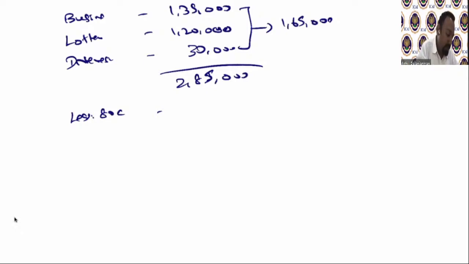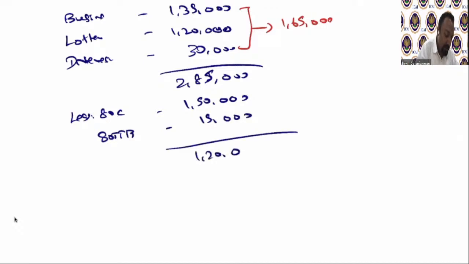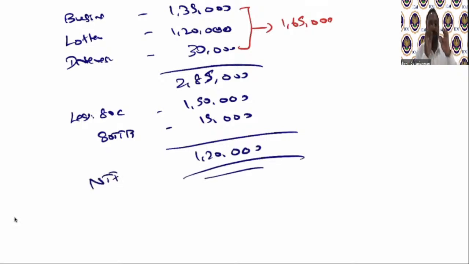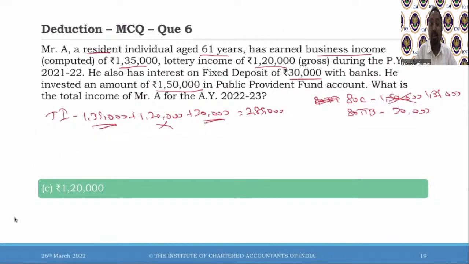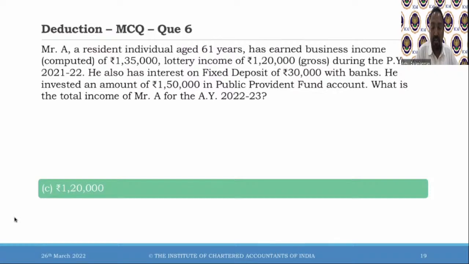Whatever I'm talking will only be on this particular portion. This particular portion only is eligible for deductions. I cannot claim deduction on that lottery income. So what happens here is I will claim 1,50,000 on PPF, but 80TTB I can only claim the balance, that is 15,000, because I'm not allowed to claim on the balance. So my total income will be 1,20,000. So the point of this MCQ is Chapter 6A deductions are not eligible on casual income. The answer here will be 1,20,000 because Chapter 6A deductions are not eligible on lottery income.